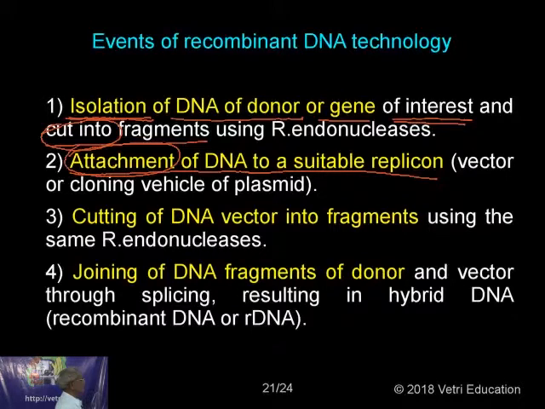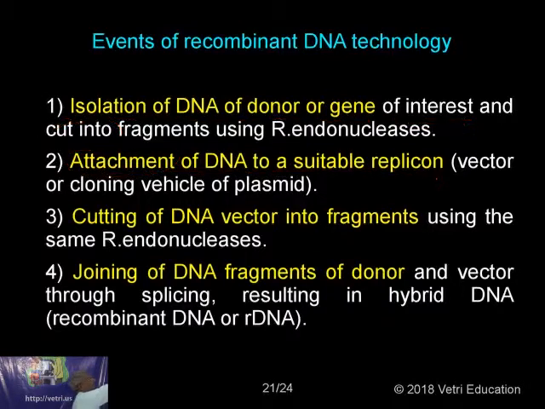Now cutting of the DNA vector into fragments using the endonucleases. So the vector also you have to cut. Then joining of the DNA fragments of the donor and the vector through splicing, resulting in hybrid DNA, what is called recombinant DNA or rDNA.